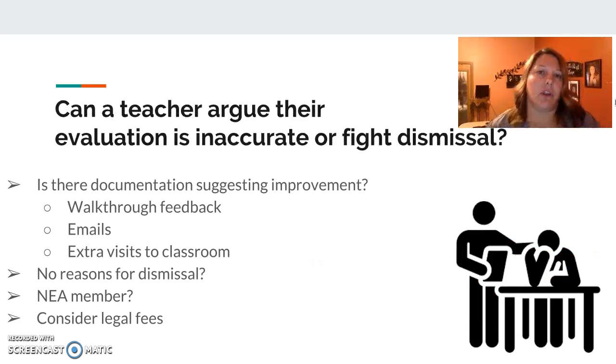So if a teacher argues their evaluation or feels like they have inaccurate information on their evaluation, can they fight dismissal if that's what it comes to?